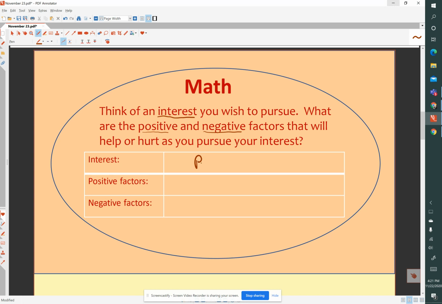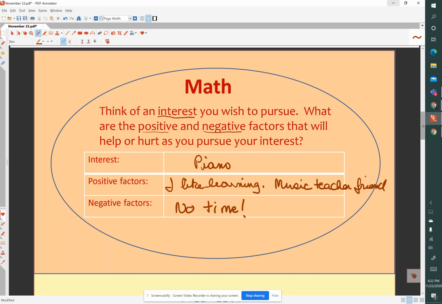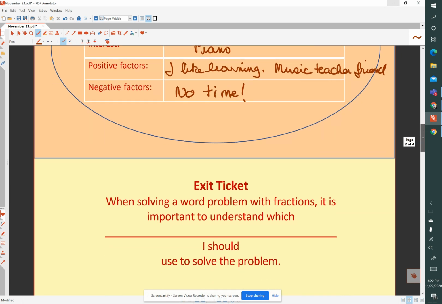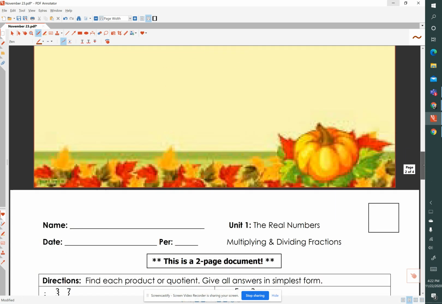So if I wanted to learn to read music and play the piano, a positive factor would be that I'm good at learning, I like learning, and I have a music teacher friend. And those would be the positive things. The negative factor would be probably no time. So maybe that's something I'll pursue this summer. But you think of your own interests and go ahead and put that there. And again, we'll come back to our exit ticket.